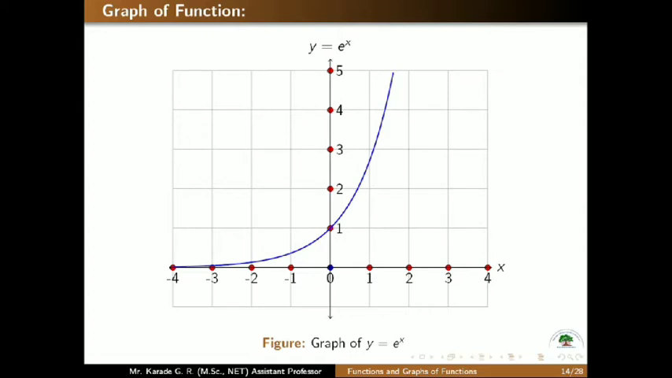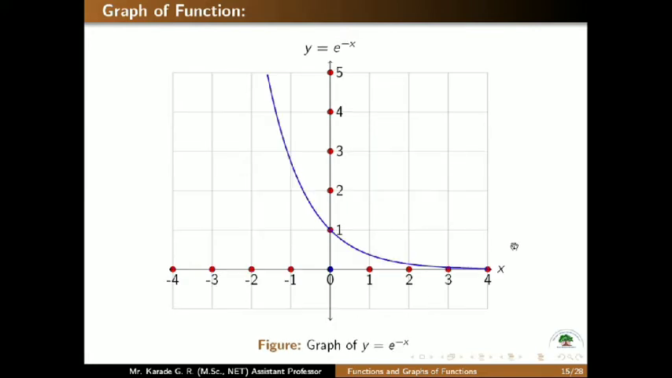So we can say that the limit of e raised to the power x is 0 as x tends to minus infinity, which means as x becomes smaller and smaller, the values of e raised to the power x approach 0. So this is about the graph of the function e raised to the power x. Now next we see the graph of the function e raised to the power minus x.